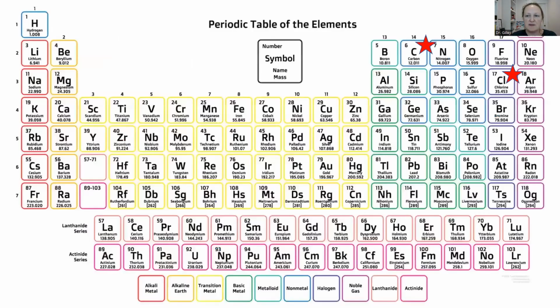All right, hopefully you've given this one a shot. So we had C, which stands for carbon, and Cl, which stands for chlorine, right? And again, using this type of periodic table where you have the name and the symbol, it's helpful in case there's one that you don't know and you need to look it up.